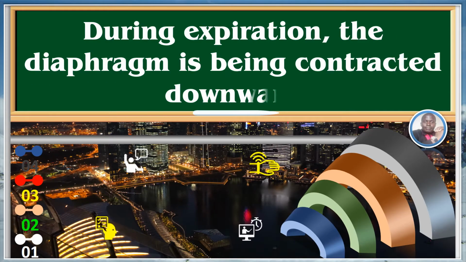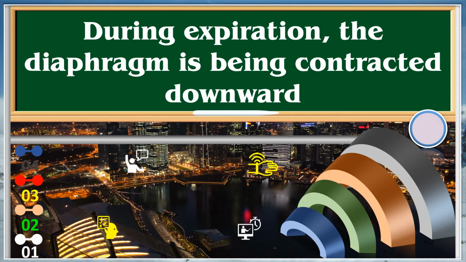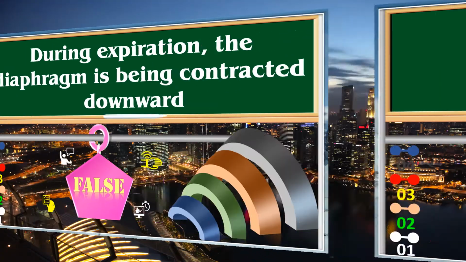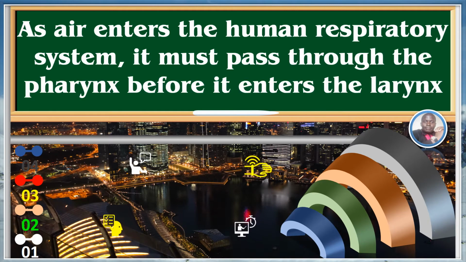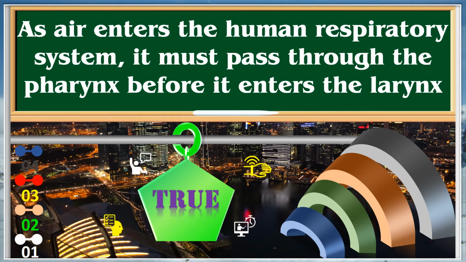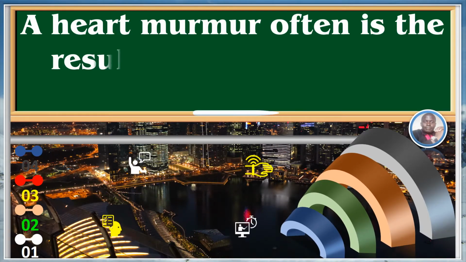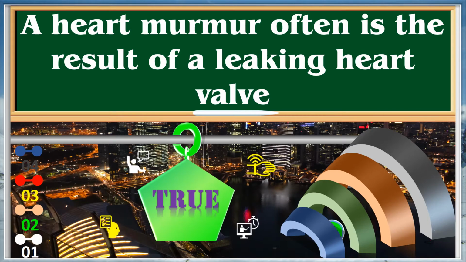During expiration, the diaphragm is being contracted downwards. False. As air enters the human respiratory system, it must pass through the pharynx before it enters the larynx. True. A heart murmur often is the result of a leaking heart valve. True.